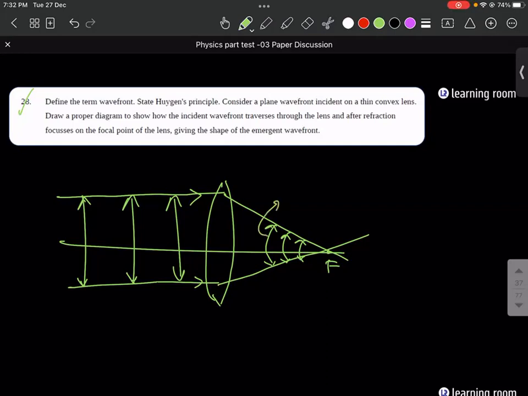So the shape of the emerging wavefront will be spherical in nature. Next.